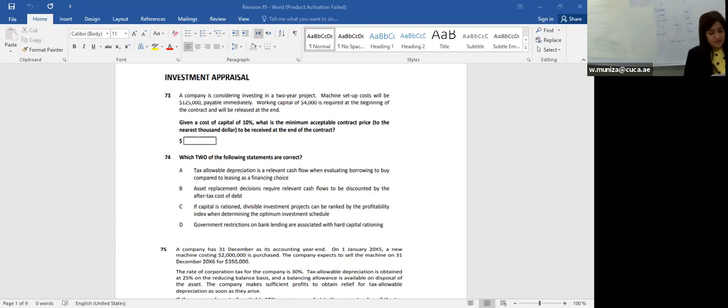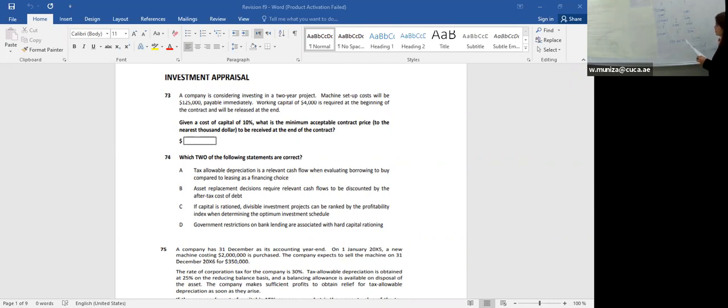A company has 31st December as its accounting year end. On 1st January 2005, a new machine costing 2 million is purchased. The company expects to sell the machine on 31st December 2006 for 350,000. The rate of corporation tax for the company is 30%. Tax allowable depreciation is obtained at 25% on reducing balance basis, and the balancing allowance is available on the disposal of the asset. The company makes sufficient profits to obtain relief for the tax allowable depreciation as soon as it arises. Now, Angelika, this is again a very straightforward question.